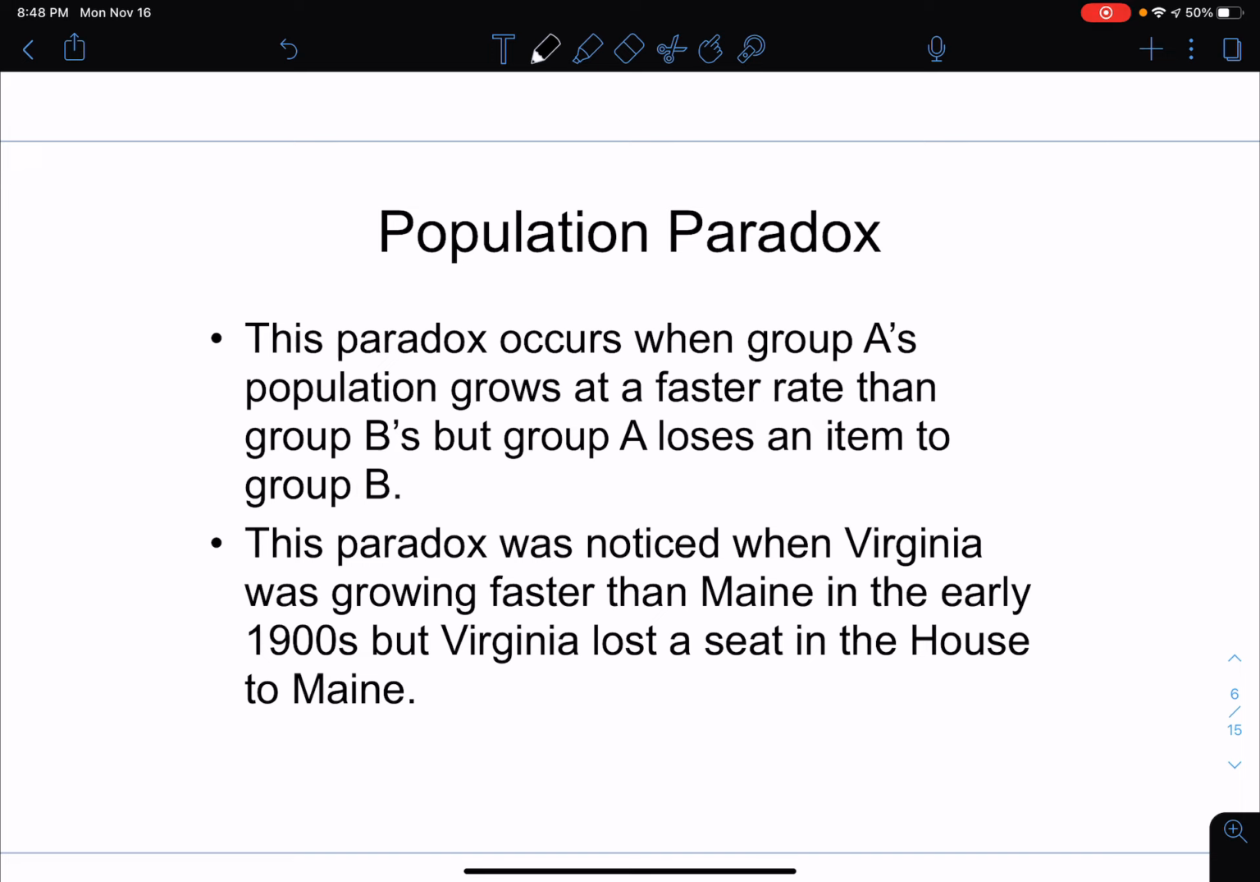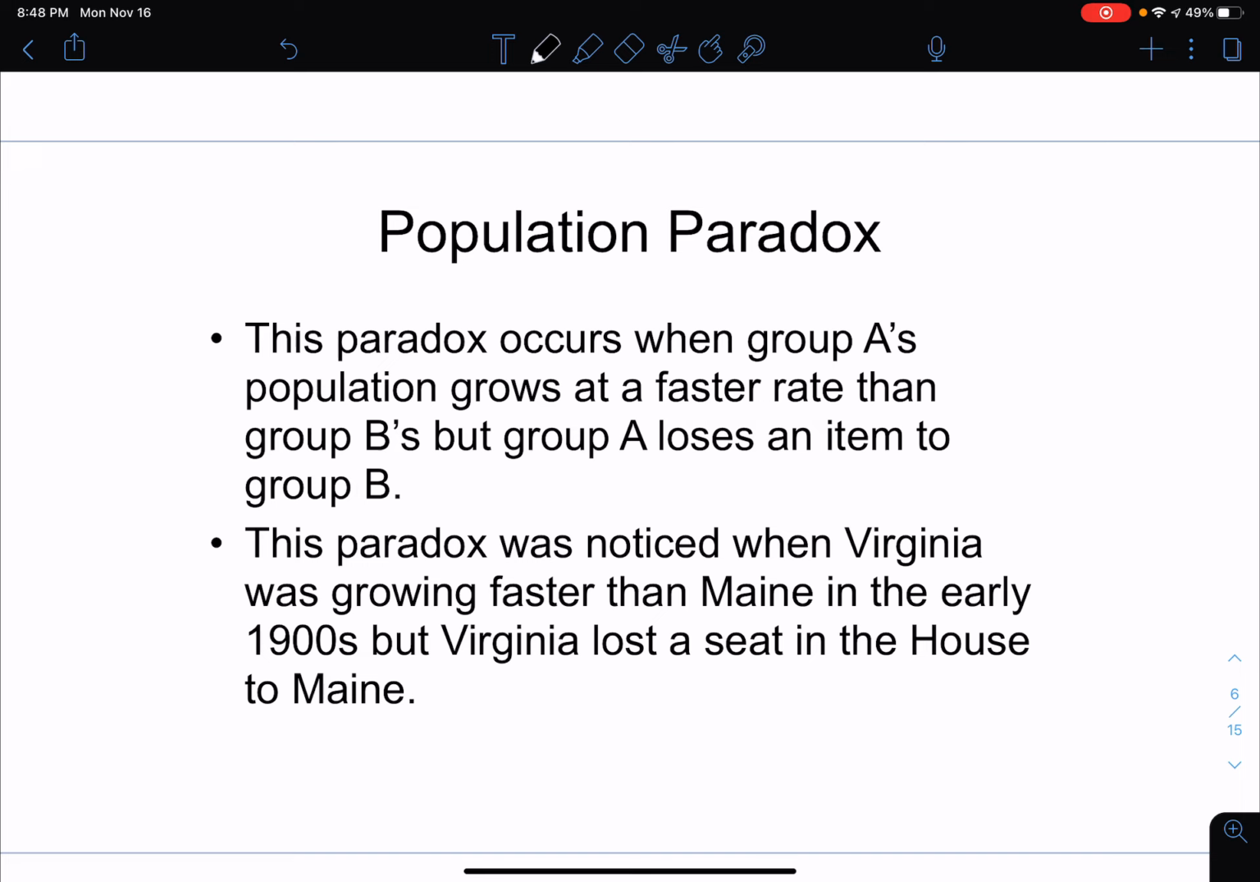Trying to think of an example. Say you have a bunch of people suddenly making a mass exodus from bitter cold in Alaska to Florida. So Florida's population is growing at a certain rate, and Alaska's is not keeping the same pace. But with the population paradox, somehow Florida would lose a seat in the House of Representatives to Alaska. Why is that?